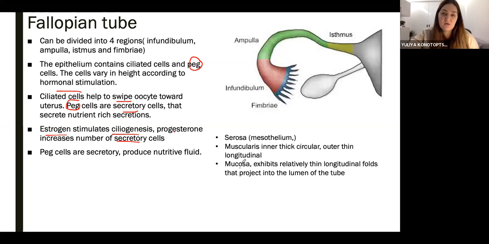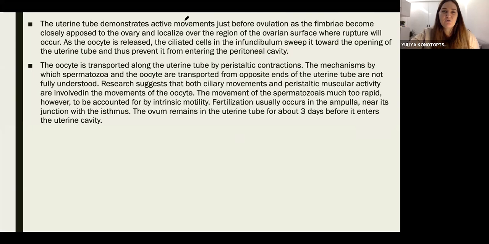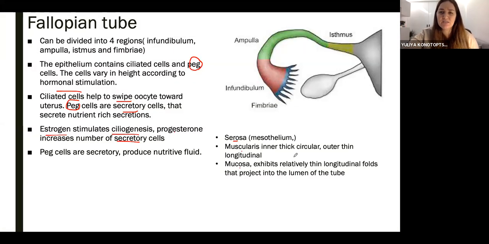Layers, right: mucosa, then the muscularis layer, which consists of an inner circular and outer longitudinal layer, and then serosa is outside. Okay, so here is just the same thing that we have talked about, nothing interesting, except that because the fallopian tube has this muscle layer, it can do peristalsis. So sometimes you will see a wave of muscle contraction, which will literally be squeezing your oocyte closer to the uterus. It just pushes your oocyte closer to this area as well.